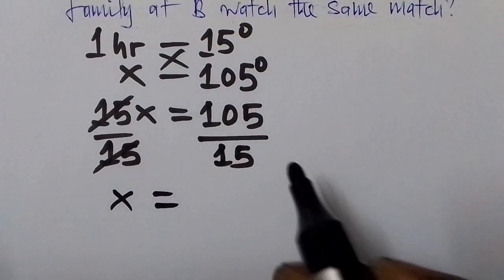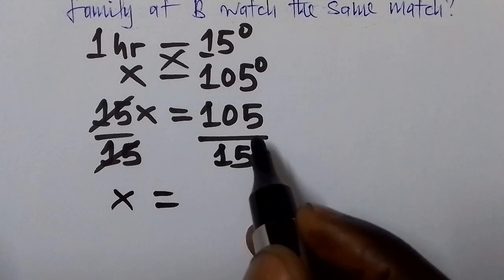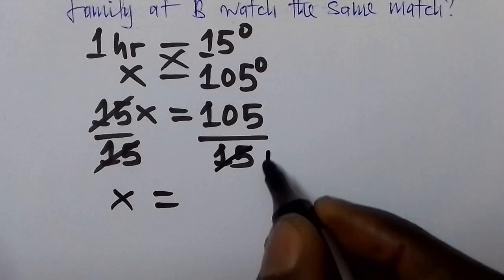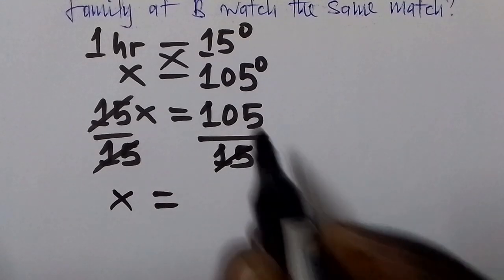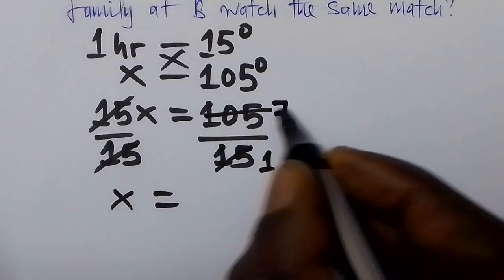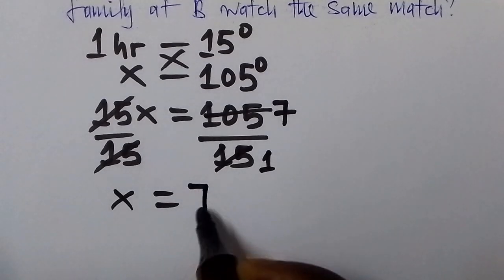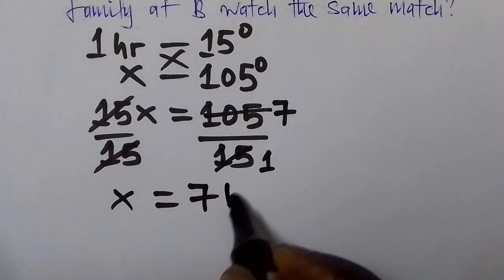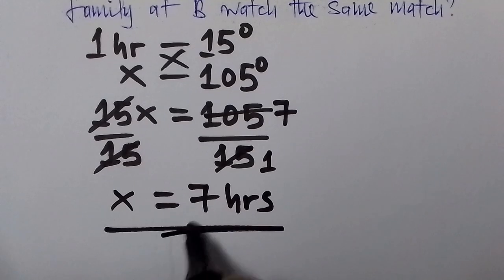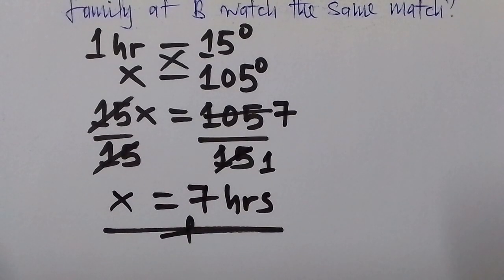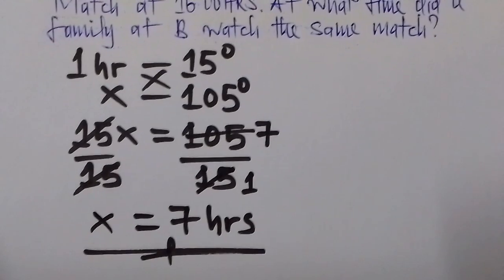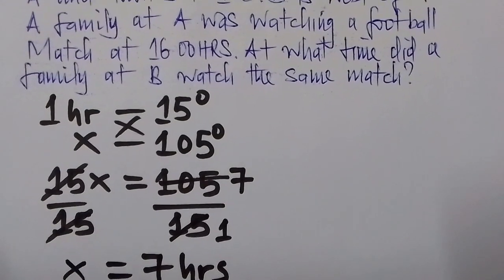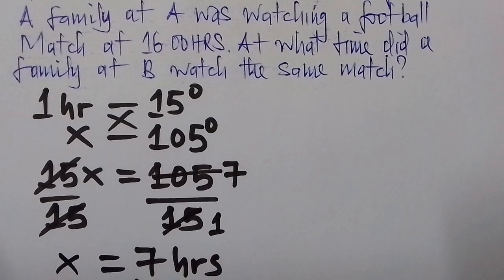So x is equal to 15 into 105, which gives you 7. So x is 7 hours. What this means is that the time difference between town A and town B is 7 hours. Now we want to get the time at B when the time at A is 16 hours. So what do we do?